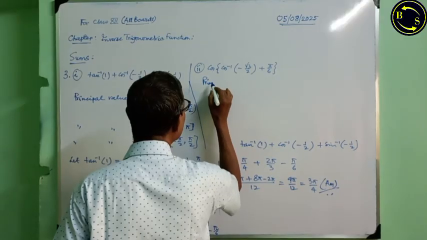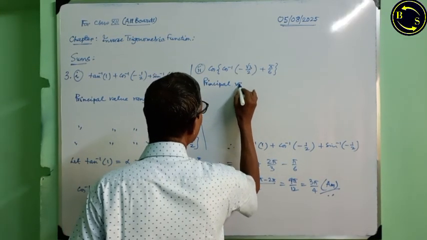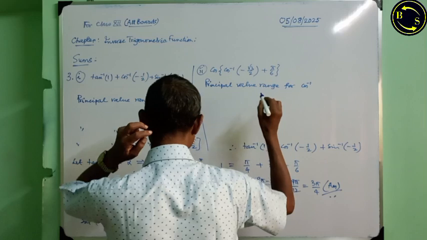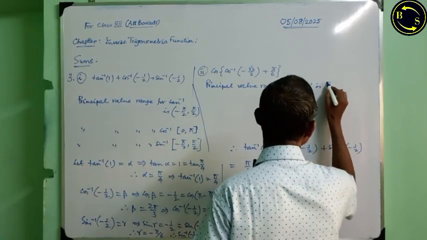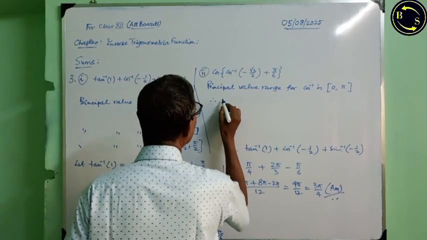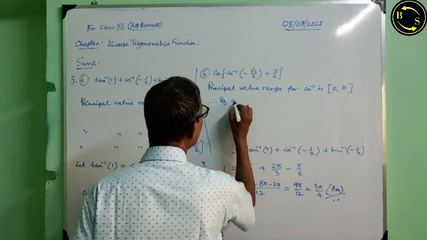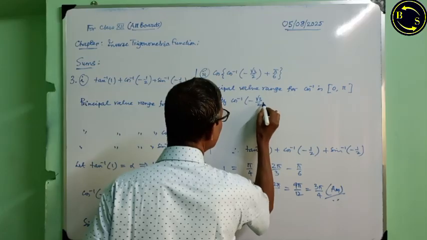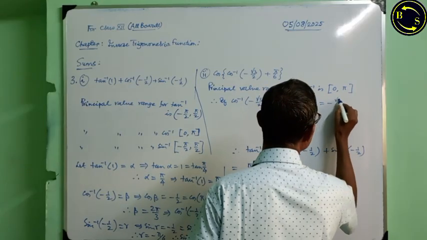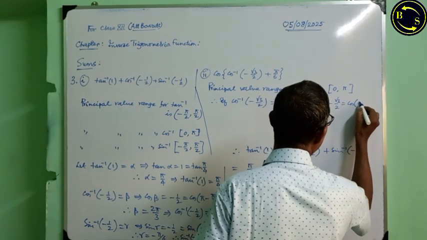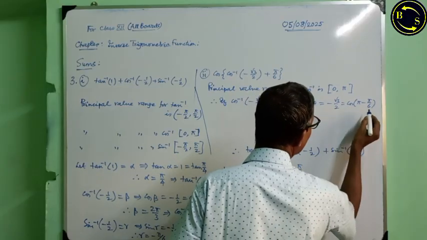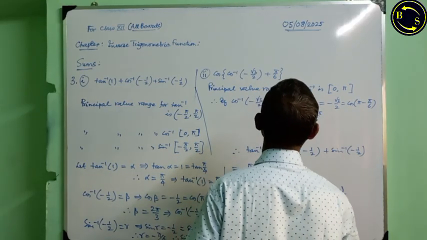Principal value range for cos inverse is 0, pi. Therefore, if cos inverse minus root 3 by 2 equal to theta, then cos theta equal to minus root 3 by 2, cos of pi minus pi by 6. Therefore, theta equal to 5 pi by 6.